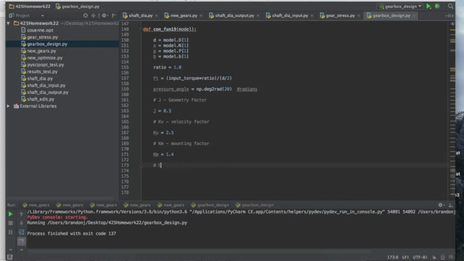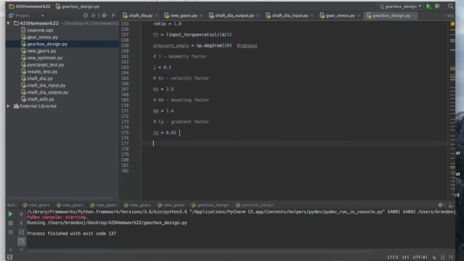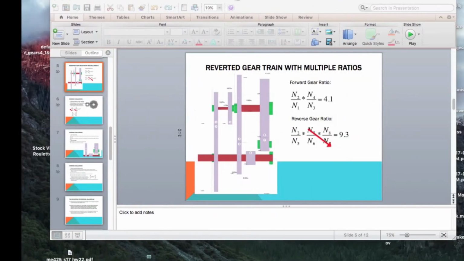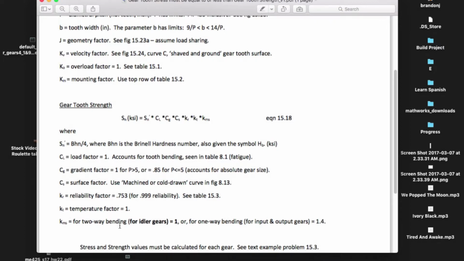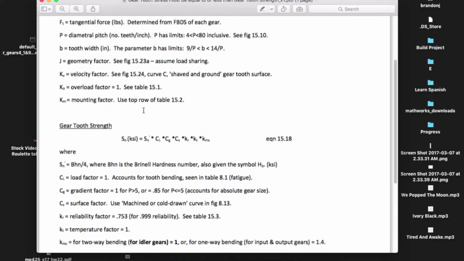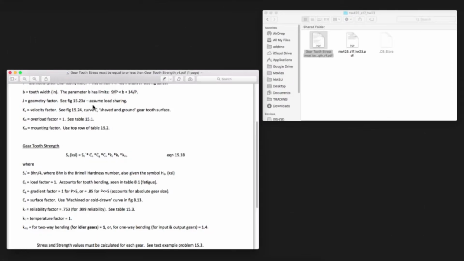And then we do CG, which is the gradient factor. CG is equal to 0.85. Again, this one depends on the diametral pitch of the actual gear, but 0.85 would be the worst case scenario. So that's what we're going to do. And then we need KMS, which is equal to 1.0, and I believe that one is this right here for two-way bending. Oh, okay. I messed that one up.